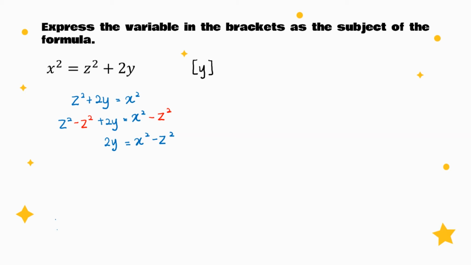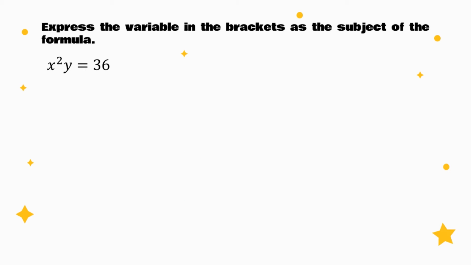Now we left 2 with y. So we do 2y divide by 2 equals to x square minus z square divide by 2. The same goes as before, we perform equality concept. So we get the final answer, which is y equals to x square minus z square over 2. So this is the final answer for y. Let's move on to the third question.